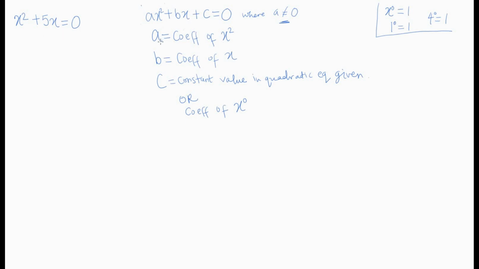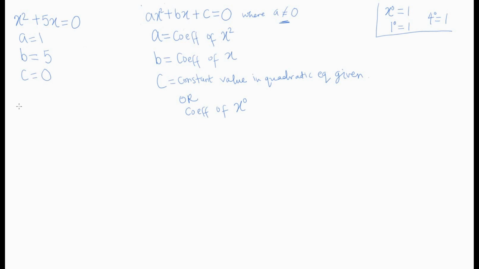From this information, we know that the coefficient of x squared here is 1, so a equals 1. The coefficient of x here is 5, and then the constant value given is 0. A quick thing you have to know is that because we don't have a constant value given, we just assume the constant value is 0. There's no third term here, so the third term is actually 0. So c here equals 0.